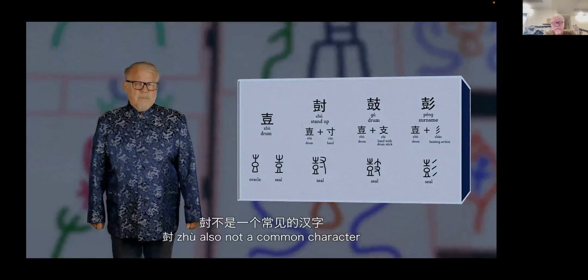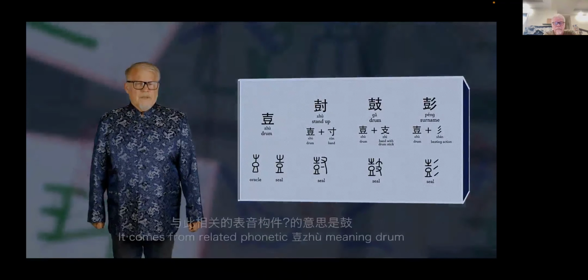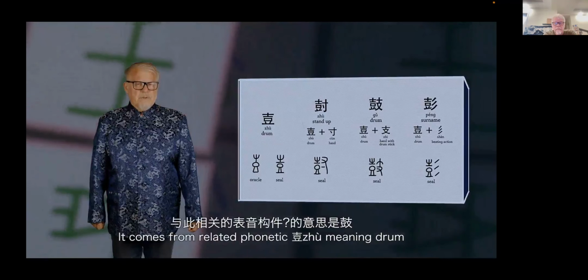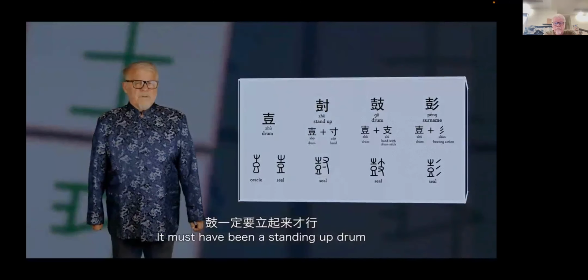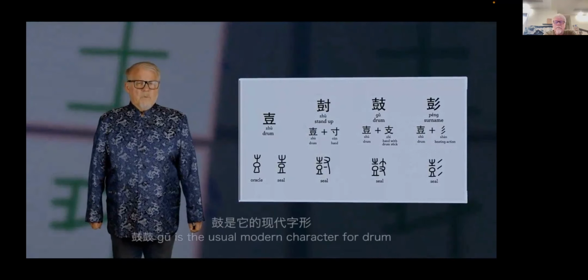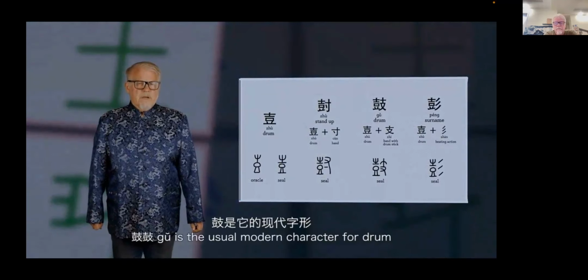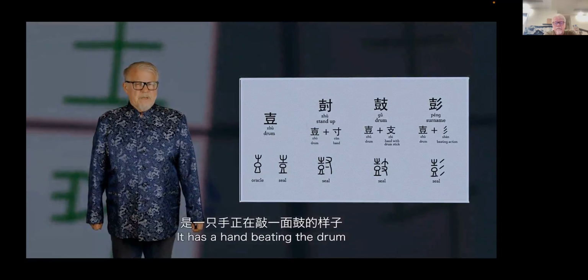Shu, also not a common character, means to stand up. It comes from the related phonetic Ju, meaning drum. It must have been a standing up type of drum as opposed to a drum hit from the top. Gu is the usual modern character for drum. It is a hand beating a drum.